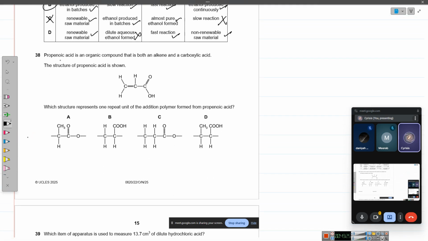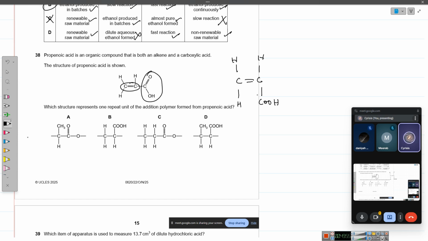Okay. Next, propenoic acid is an organic compound that is both an alkene and a carboxylic acid, right? It's an alkene and a carboxylic acid. Which structure represents one repeat unit of this? Now remember, for this to become a repeat unit, I told you to immediately draw this as a reoriented one, right? So the hydrogen goes up, the hydrogen goes down. Remember, one hydrogen is on top, then the acid group will come down, right?